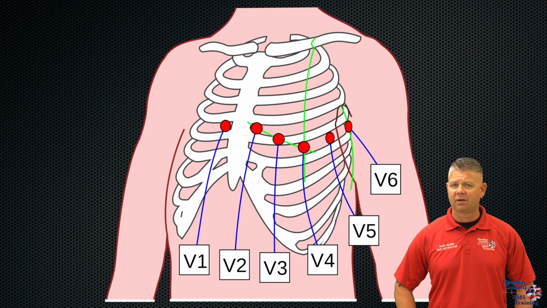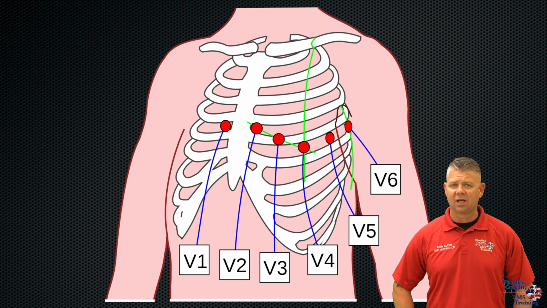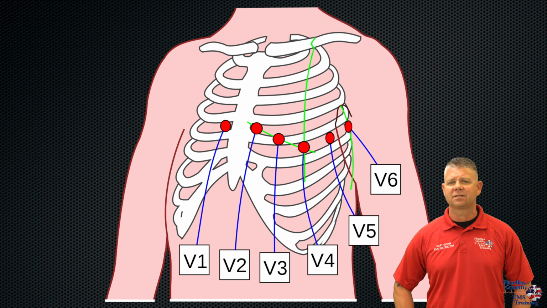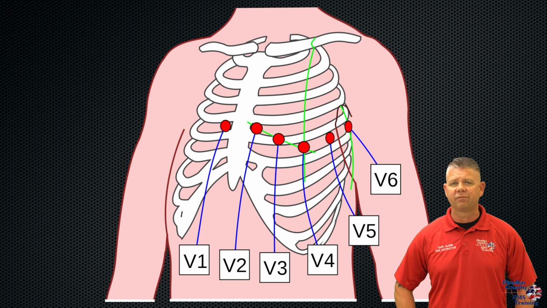V4 is the 5th intercostal space in the mid-clavicular line. V3 and V4 are anterior views of the heart. V5 is in the 5th intercostal space on the anterior axillary line. V6, 5th intercostal space at the mid-axillary line. And V5 and V6 are a lateral view of the heart.